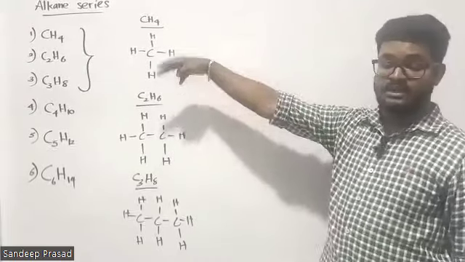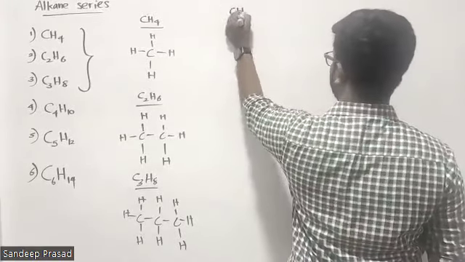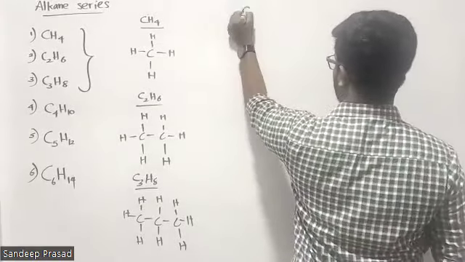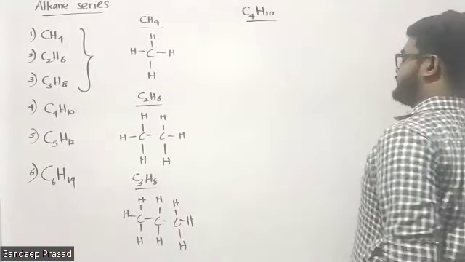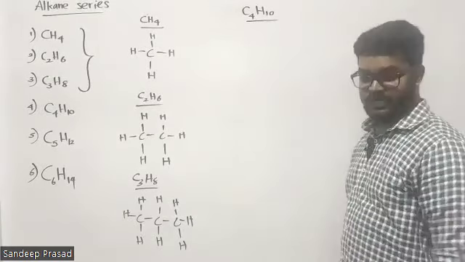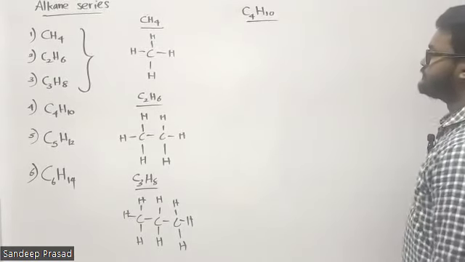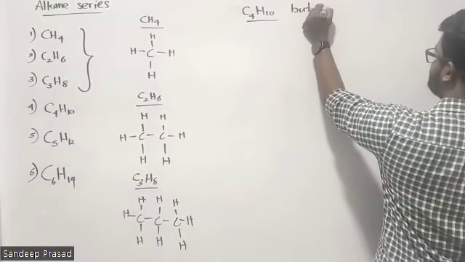Now let's go for C4H10. Listen to this one very carefully. This is actually a peak point of the lesson. C4H10. This is the way that we are drawing isomers. C4H10, this is known as butane.